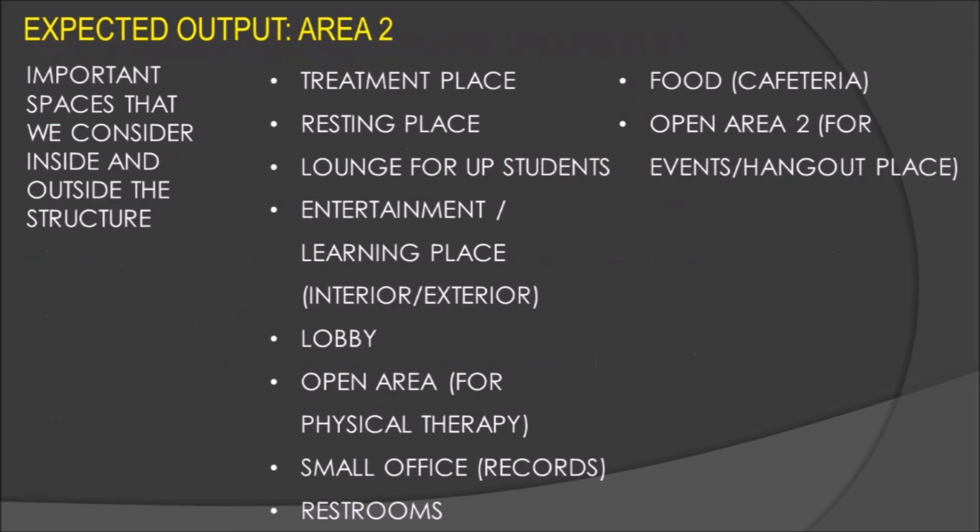For the expected output of our area, summing up all the research that we did about paralytic, here are the important spaces that we consider inside and outside of the structure. First, there is the treatment place, resting place, lounge for UP students, entertainment or learning place, both interior and exterior, lobby, open area for physical therapy, small office for the records, restrooms, food, open area for the events, and hangout place.